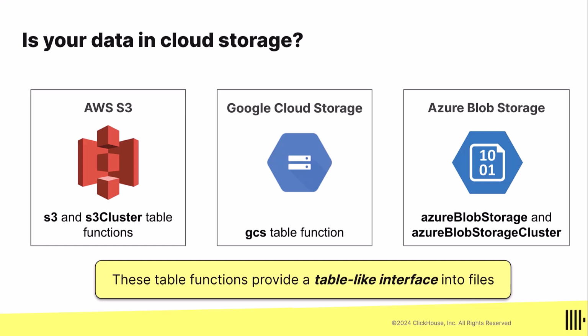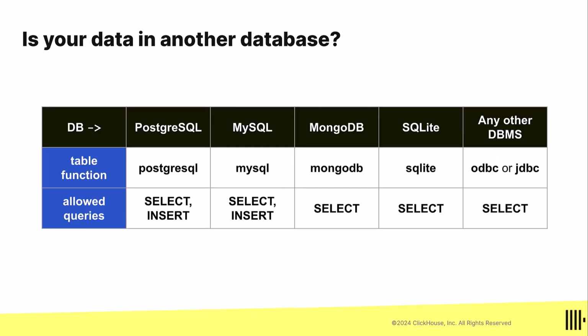For what it's worth, if you're looking for GCS cluster, just use S3 cluster. They're basically the same function behind the scenes. These table functions return a table-like interface. You can just leave the file up in S3 and query the file if you want with just using normal SQL. You can treat the contents of that file as a table, and we'll talk about that. Is your data in another database? Well, same deal. We've got those 4 databases, PostgreSQL, MySQL, MongoDB, SQLite.